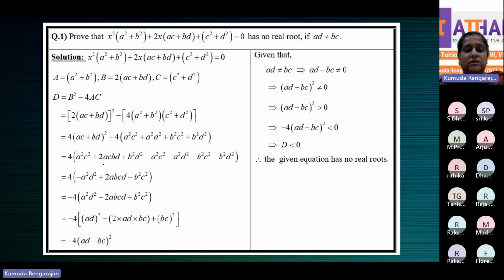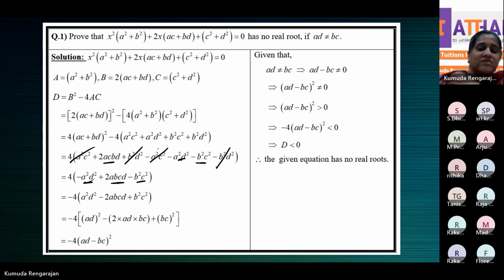Then on simplifying, like terms are there. Please find the like terms. And when you simplify, you can see here, A square C square get cancelled. B square D square gets cancelled. Minus A square D square, plus 2ABCD, minus B square C square. So of the 7 terms in the bracket, 4 terms get cancelled. You're left with 3 terms.